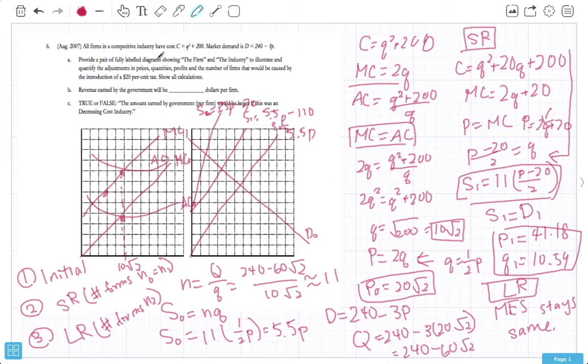And revenue is just total revenue, which is price times quantity. After the tax, you'd have to calculate it using these numbers here. So it will be this times this.